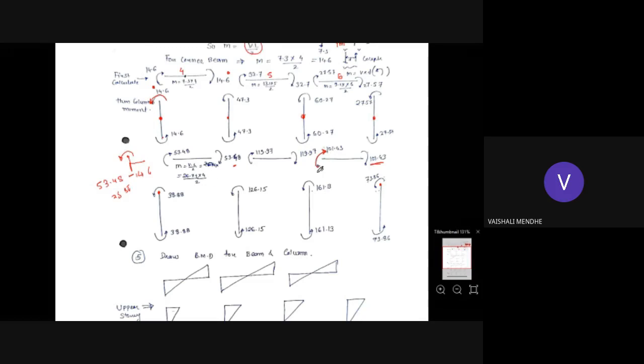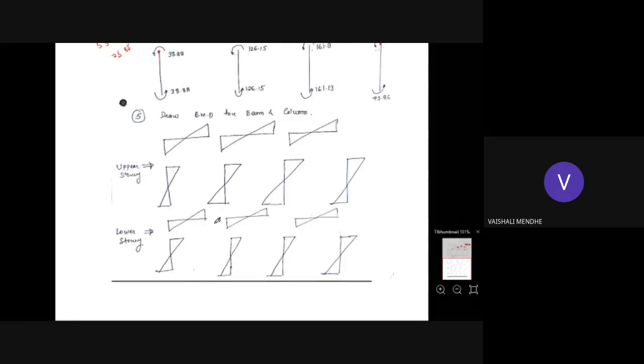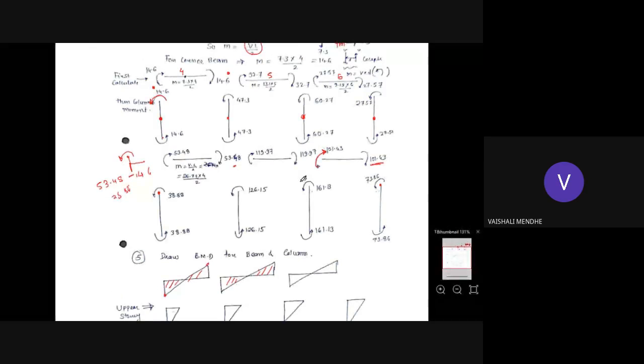Once you get this, you'll be able to plot the bending moment diagram for beam and column. Here I have not written the values. We just note down the values of this bending moment while plotting the BMD for beam and the column. So likewise, you can plot the BMD for beam and columns. So in this way, you can analyze the frame using this method.